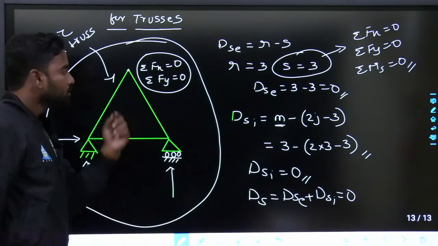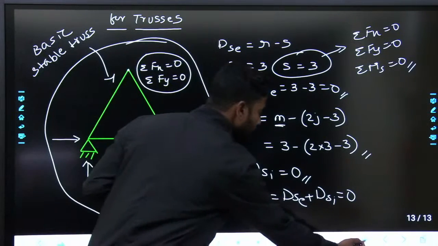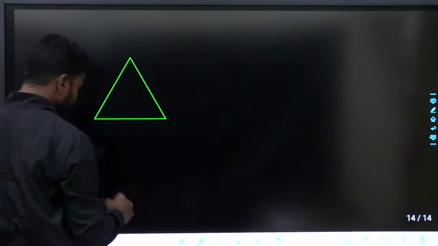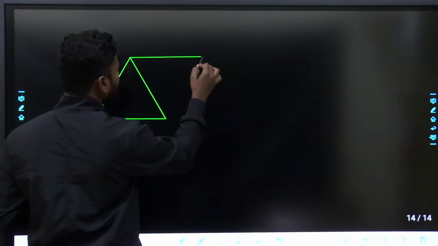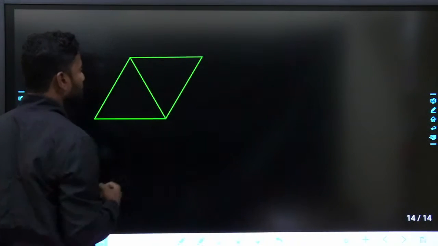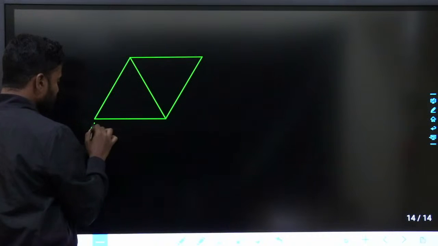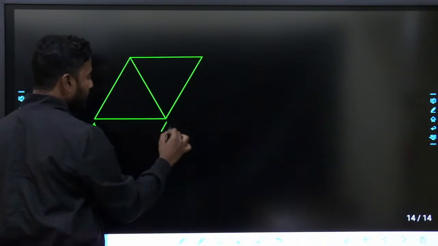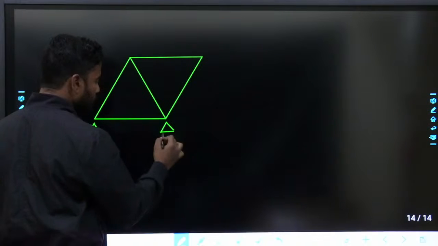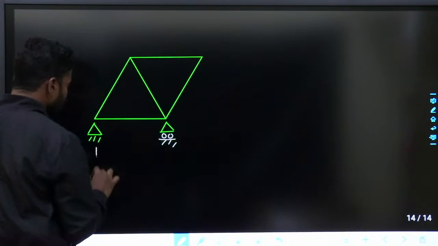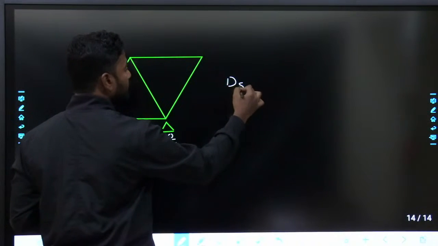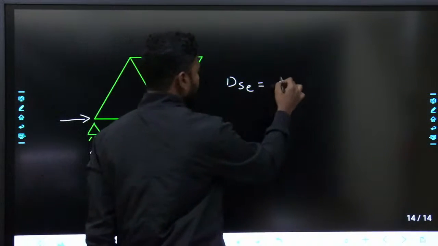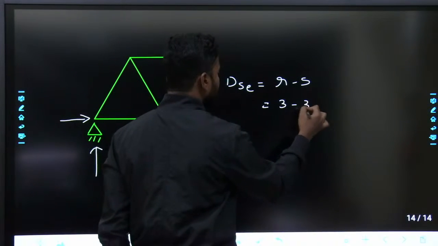Fine. For every addition of one more member, like if I am adding a joint, at each and every joint you should add 2 members. For this joint you should add 2 members. Now if you want to calculate static indeterminacy for this truss, how you will calculate is: 1, 2, 3 number of joints. So dse is equal to r minus s, 3 minus 3, that is equal to 0.